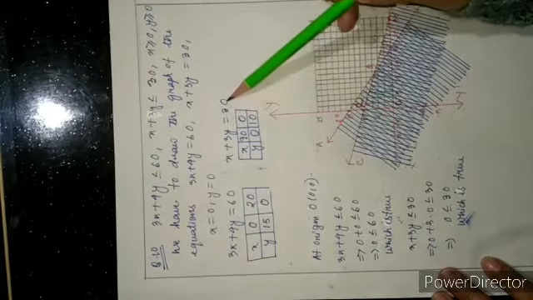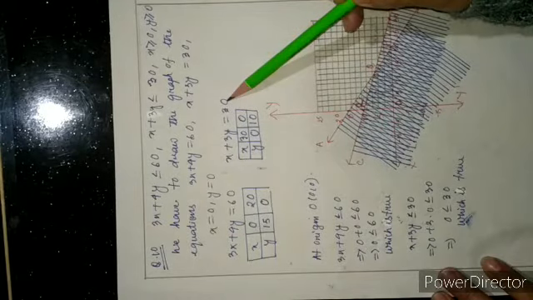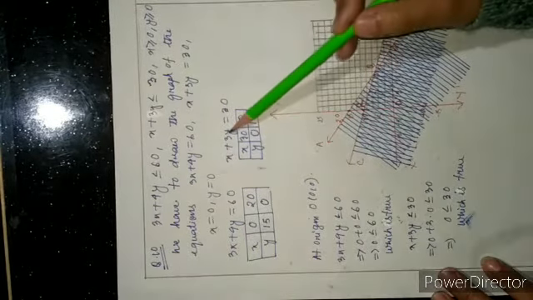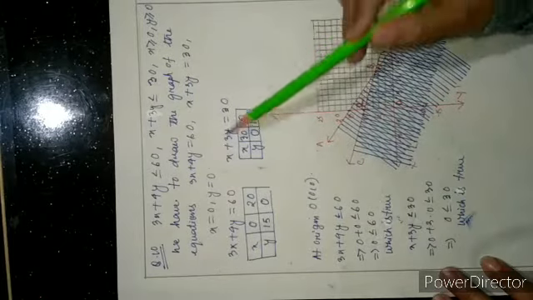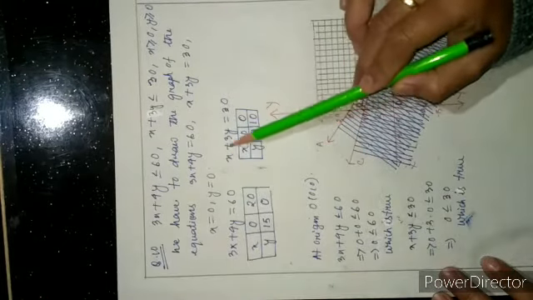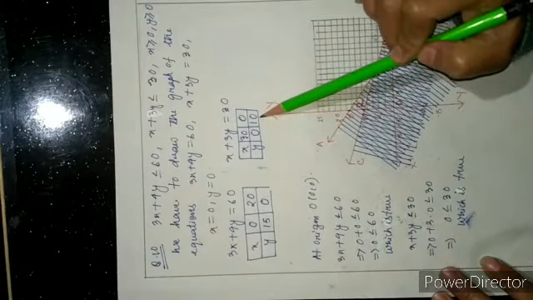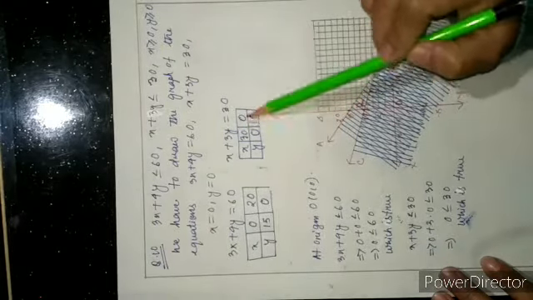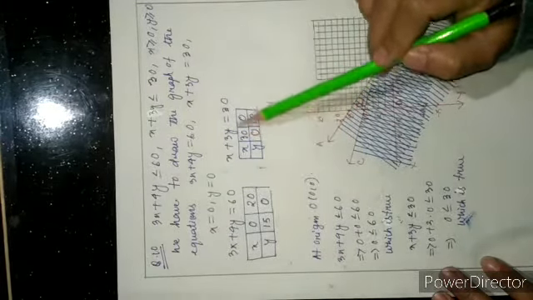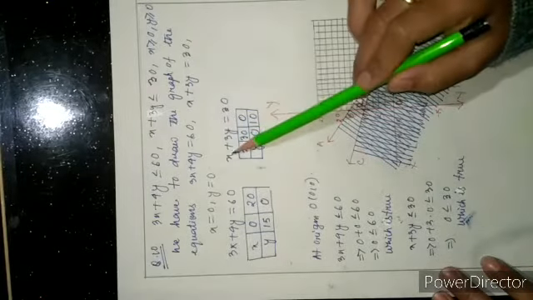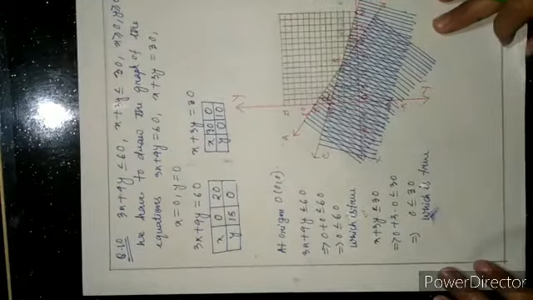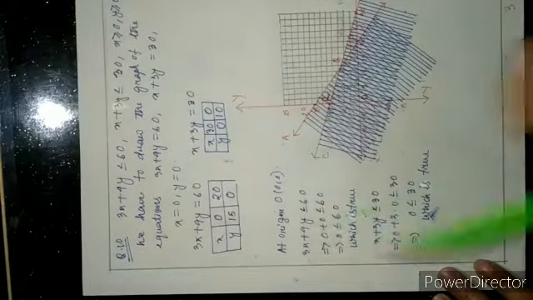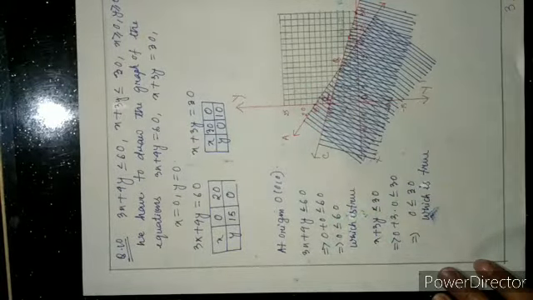Second equation, x plus 3y is equal to 30. Put y is equal to 0, then x is 30. Then put x is equal to 0, then 3y is 30, which should be divided by 3, so the value of y is 10. And these are the coordinates satisfying the equation x plus 3y is equal to 30.